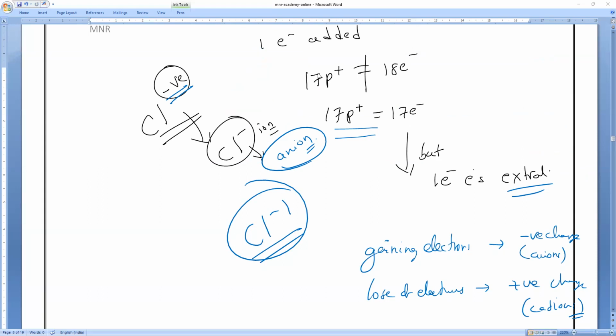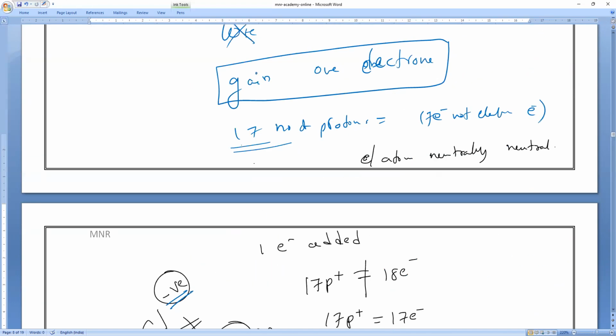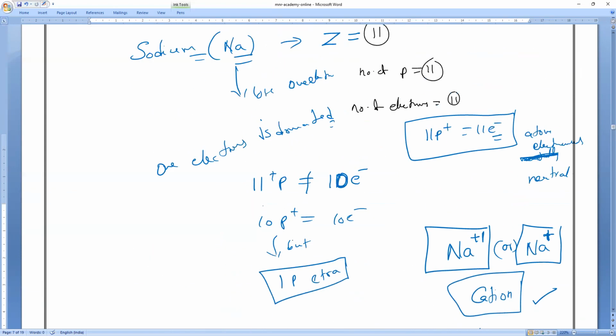In the previous question, in the sodium part, we have lost one electron. Before, 11 protons equals 11 electrons in the sodium atom. Now one electron is removed, but still protons are 11 only, and electrons become 10. Can it gain an electron? No, only by loss it can become stable. So the number of protons is 11, the number of electrons is 10.